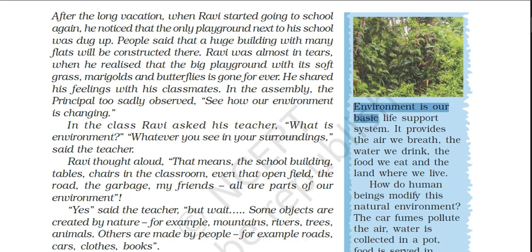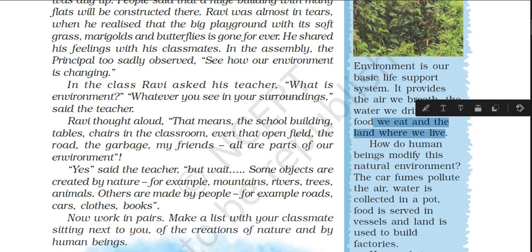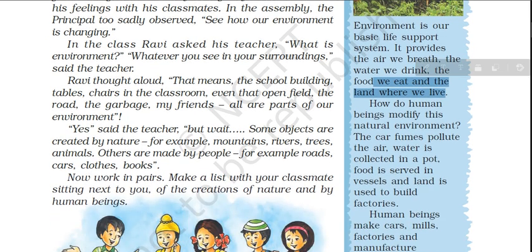Environment is our basic life support system. It provides the air we breathe, the water we drink, the food we eat, and the land where we live. How do human beings modify this natural environment? The car fumes pollute the air, water is collected in a pot, food is served in vessels, and land is used to build factories.